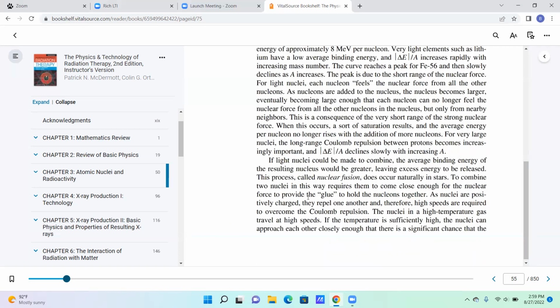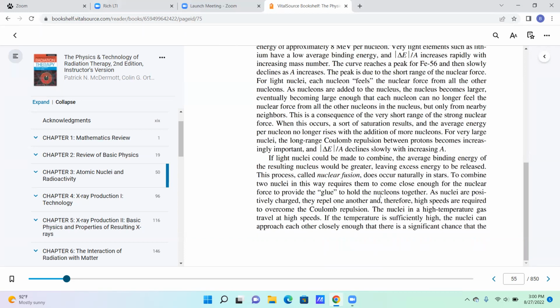So to combine these two nuclei, well, let me step back. If like nuclei could be made to combine, the average binding energy of the resulting nucleus would be greater, leaving excess energy to be released. And that process, nuclear fusion, does naturally occur in stars. To combine two nuclei in this way requires them to come close enough for the nuclear force to provide the glue to hold them together. As nuclei are positively charged, they repel one another, and therefore high speeds are required to overcome the Coulomb repulsion.